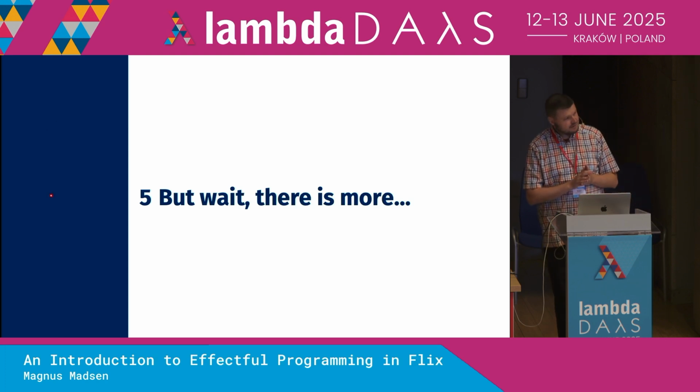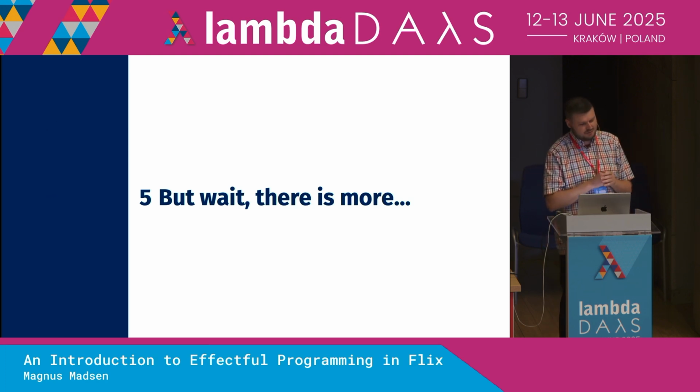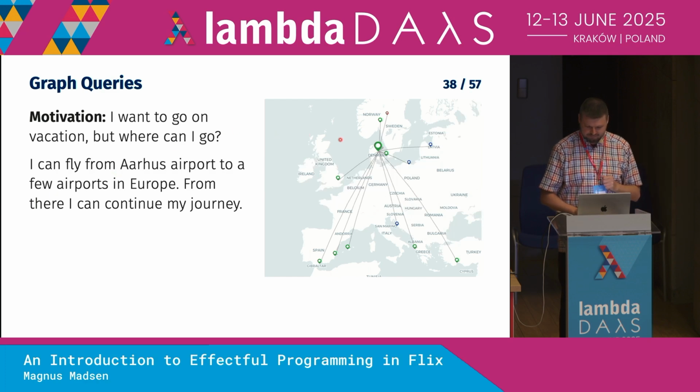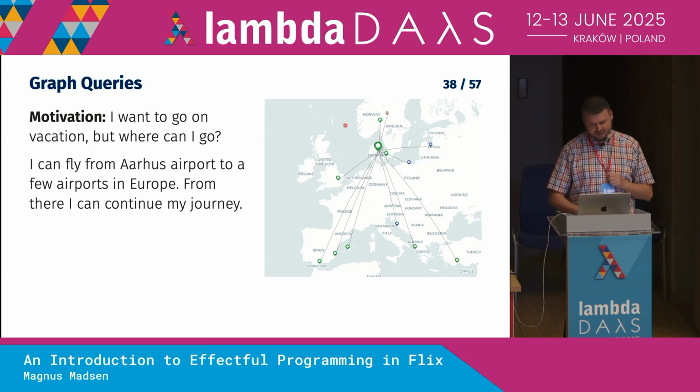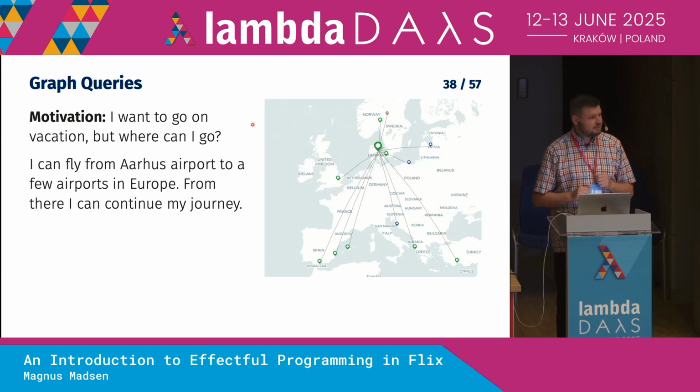Okay, so that was the effect stuff. I just want to show one more thing, because there's one other interesting feature in Flix. So we're just completely going to shift gears here for a moment. I'm from Aarhus here, and so this is the selection of airports I can fly to, which is not that great a selection. But of course, I can fly to London, right? And then from there, I can fly to somewhere else. And so the point is, how can we implement this? This is some graph reachability problem.